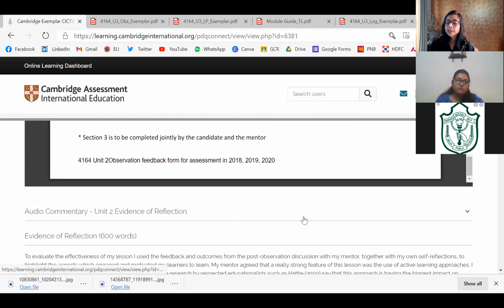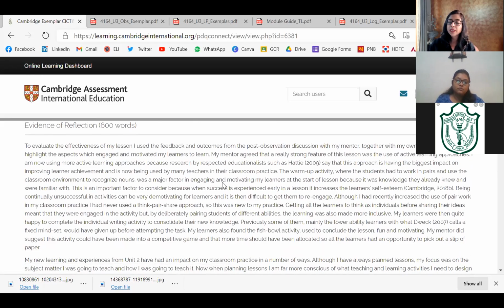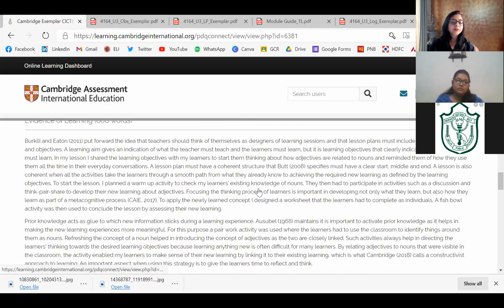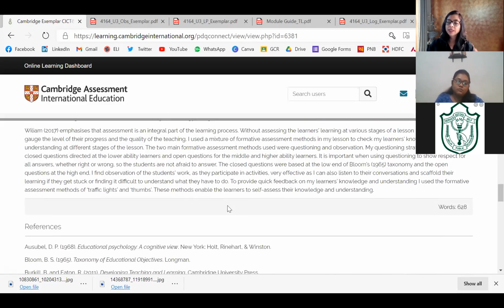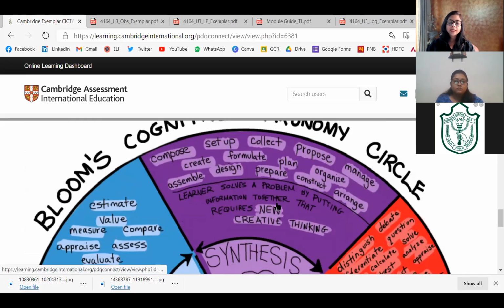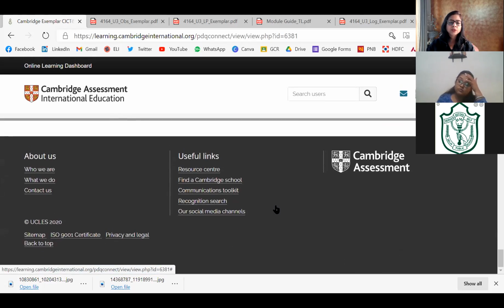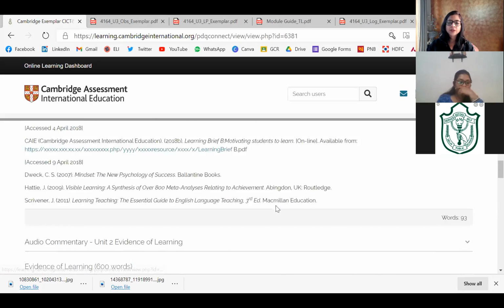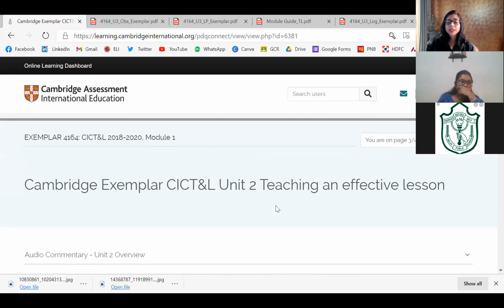So you have to first create your lesson plan, and then fill this observation feedback form, which has three parts. One is the pre-discussion, another is the post-discussion, and in between is the observation by the mentor. And then you have evidence of reflection of 600 words, and evidence of learning of 600 words, right? So this is how it is. And any other artifact which you would like to attach, you can go ahead and attach. I am more than sure that we can create much better portfolios than what has been shown over here.